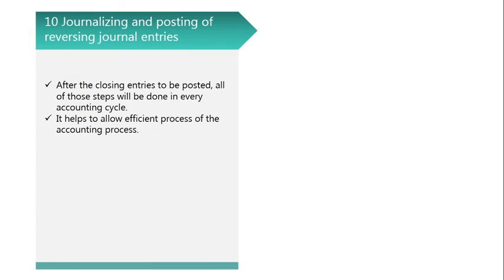The last step is journalizing and posting of reversing journal entries. Reversing entries are prepared to simplify the accounting process. The adjusting entries are simply reversed on the first day of the accounting period. Not all adjusting entries are reversed. Only accruals and deferrals that use the nominal accounts.